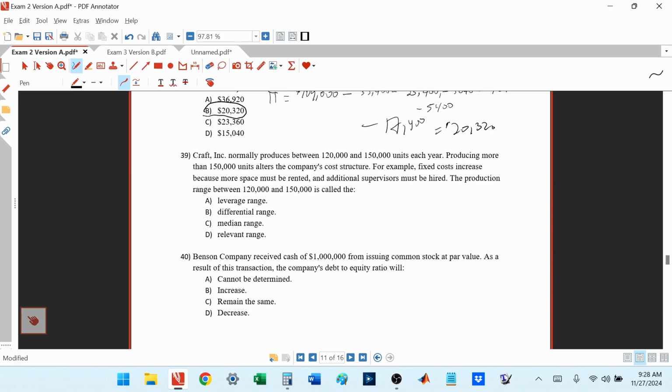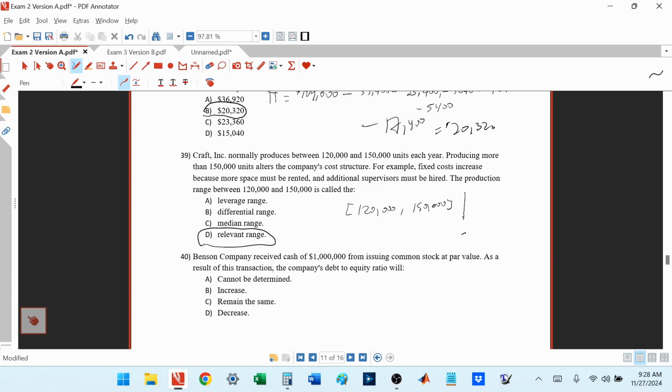39. Kraft Incorporated normally produces between 120,000 and 150,000 units a year. Producing more than 150,000 units alters the company's cost structure. For example, fixed costs increase because more space must be rented and additional supervisors must be hired. The production range between 120 and 150 is called the relevant range, and we talked about that in class.